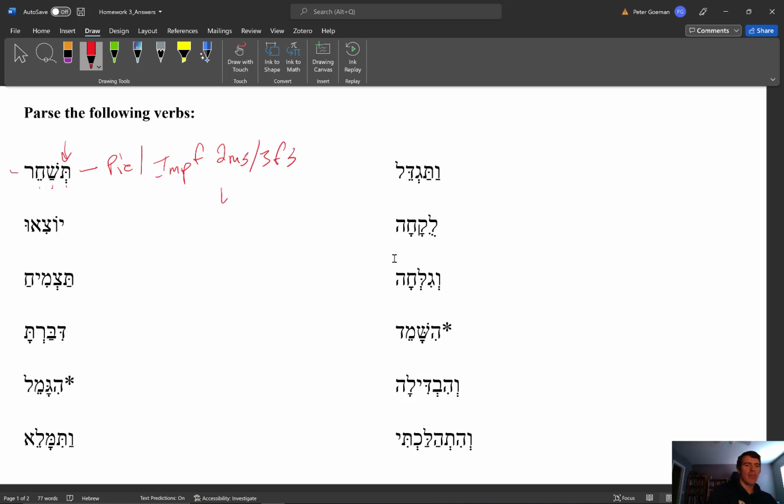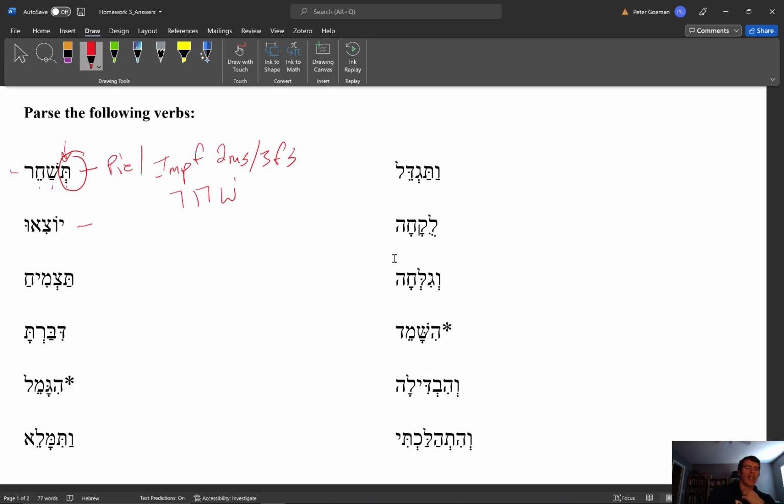And that's going to be from Shachar. And there you have it. PL imperfect, 2MS, 3FS from Shachar. Now, on the other side here, the key to that one is you just would have to recognize the fact that it has a prefix and no suffix, okay? All right, so number 2 then on the bottom there.